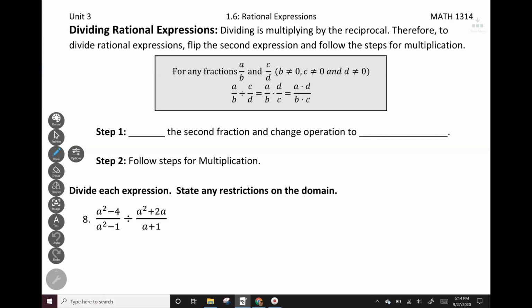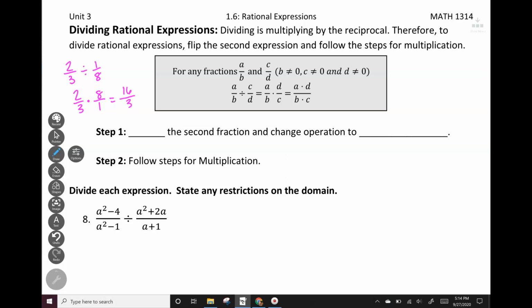And if you remember how to divide fractions, it'll make sense why. So dividing is like multiplying, or is multiplying by the reciprocal. Therefore, to divide rational expressions, flip the second expression and follow the steps for multiplication. So just like if I were dividing two fractions, like 2/3 divided by 1/8, the way you would do that is you would flip the second fraction and multiply straight across.